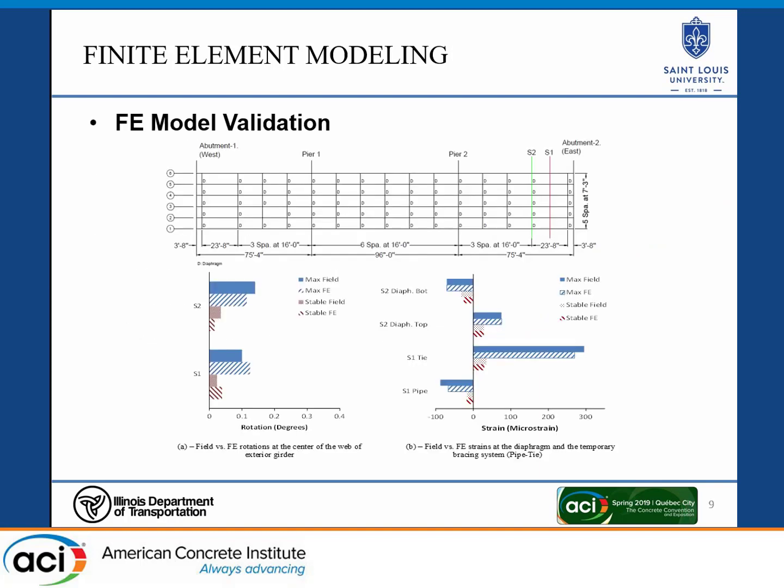We compared the results between the field results and our FE model, and we found that the max difference between the rotation values was about 24%, and the difference in strain values was 23%. We said this was acceptable because there's no way to perfectly model a construction process in FE, since there's a litany of different factors that can affect the final product.